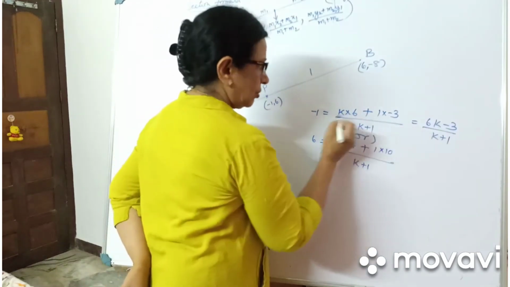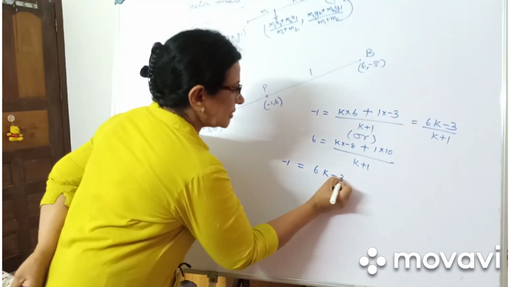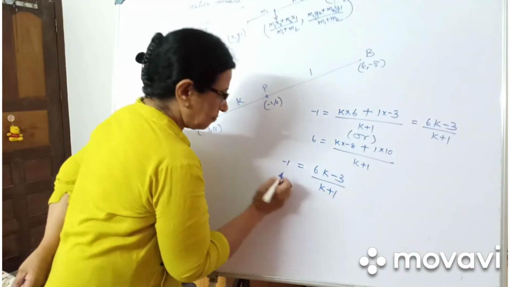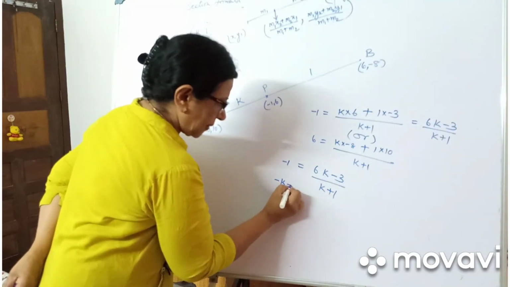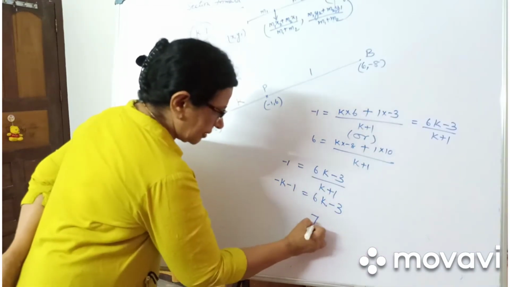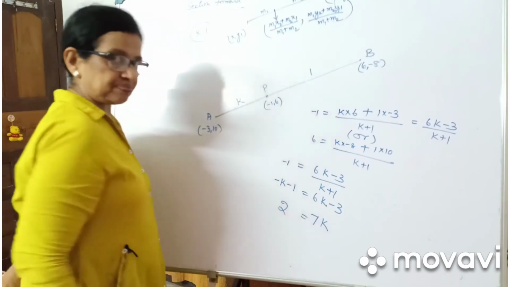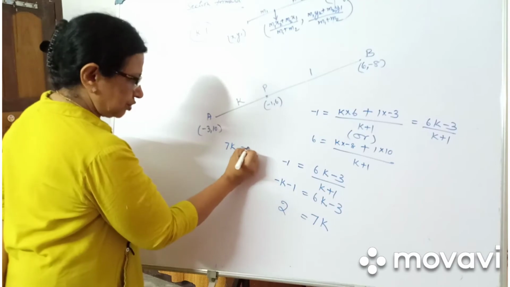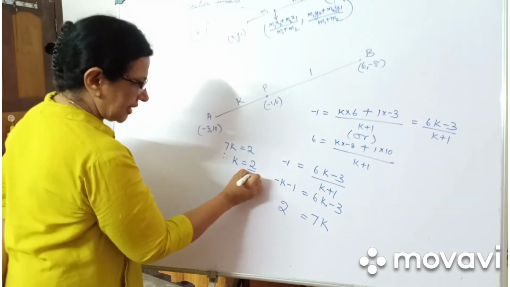So now you have -1 is equal to 6k minus 3 by k plus 1. Cross multiply, it will come over here. So you have -1 into k plus 1 is -k minus 1 equal to 6k minus 3. Take k's to one side and the terms without k to the other side. You have 2, so that means 7k equal to 2. Therefore, what is k? k is equal to 2 by 7.